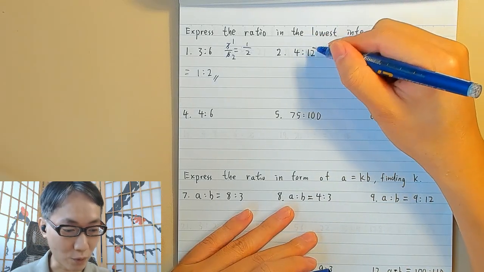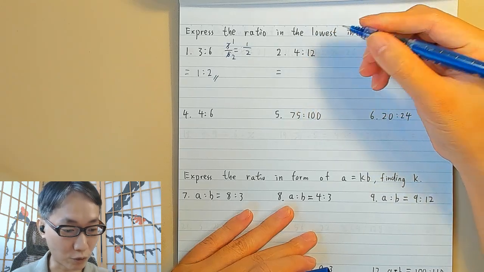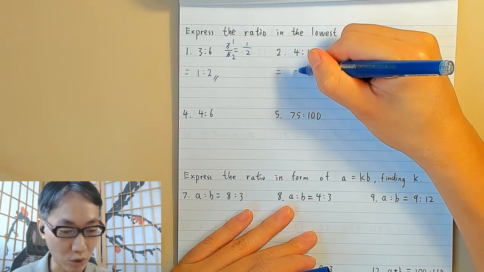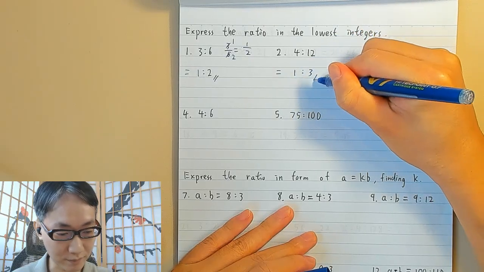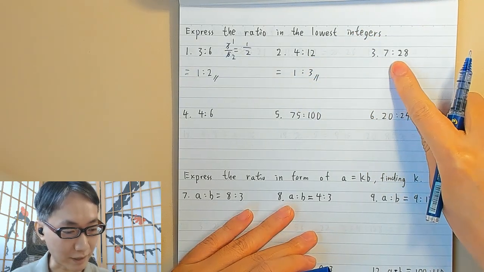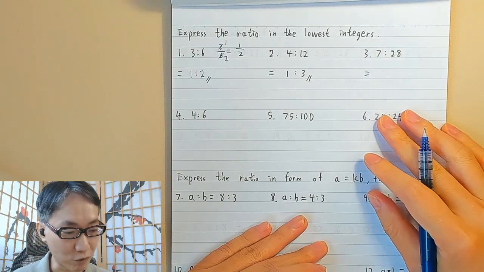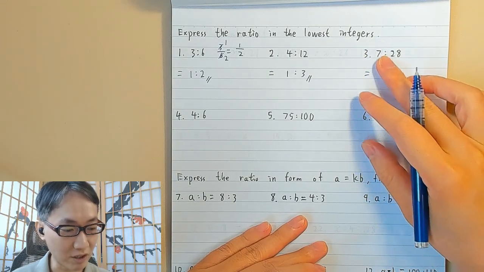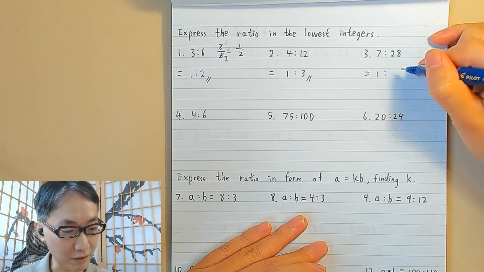Second one, 4 to 12. So the HCF will be 4. 4 divided by 4 will be 1. 12 divided by 4 will be 3. 7 to 28. So the HCF will be 7. So 7 divided by 7 is 1. 28 divided by 7 is 4.